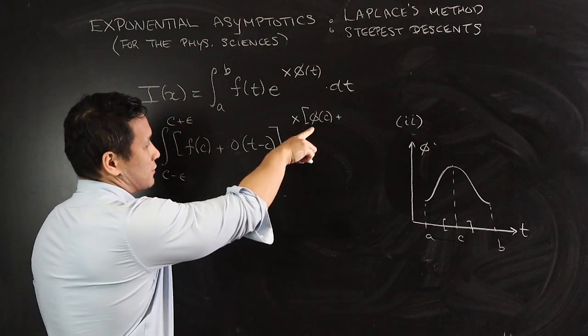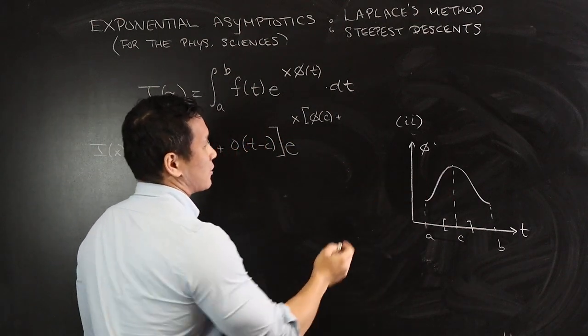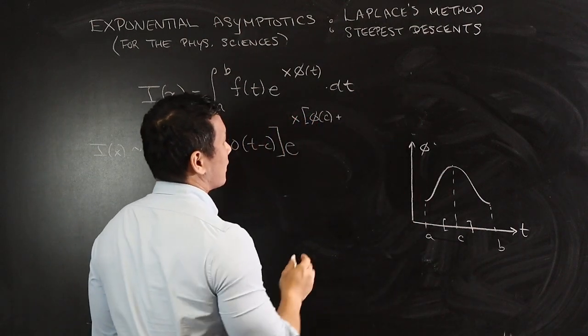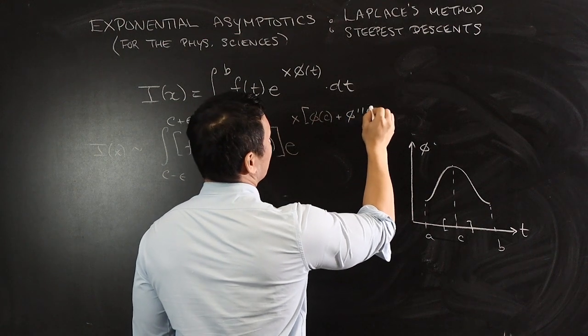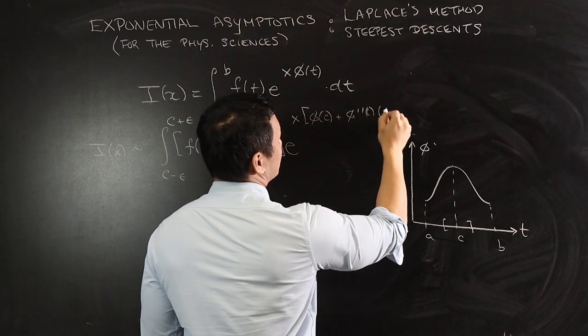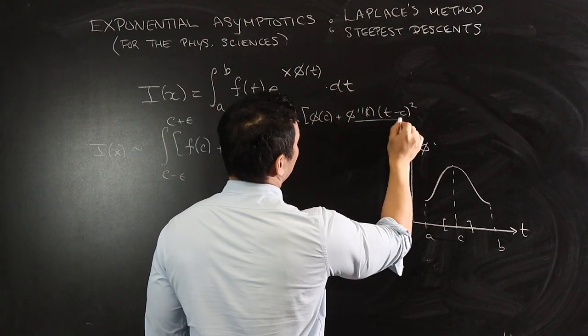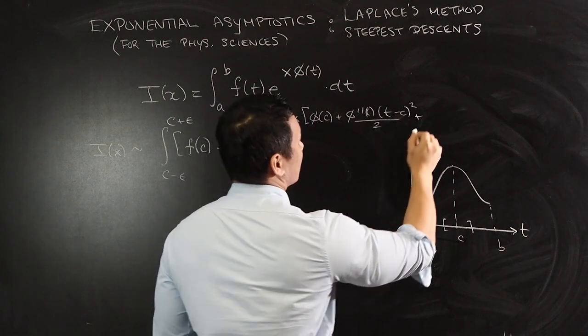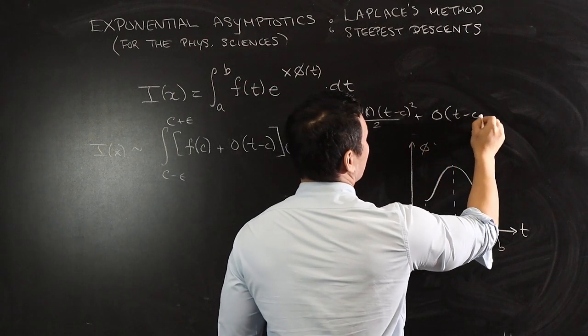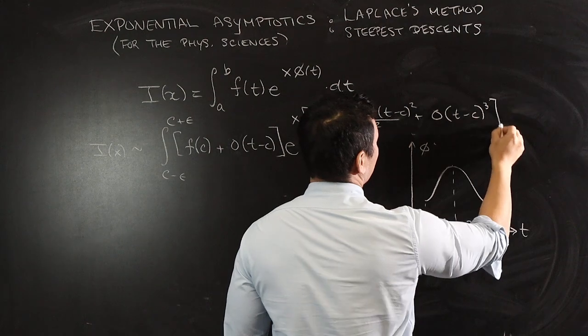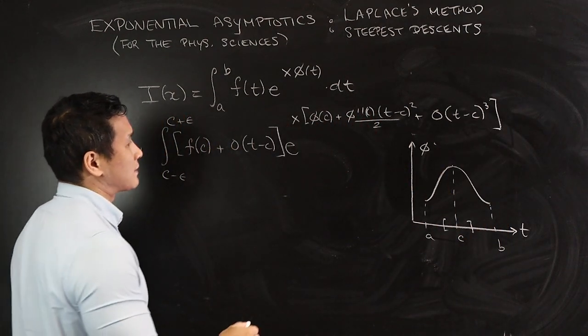The first derivative is going to be 0 because it's just a maxima point. And then you're going to have the second derivative. So phi double prime of c, then t minus c squared over 2. And then you're going to have the cubic terms and higher. Okay, and then this is multiplied by dt.